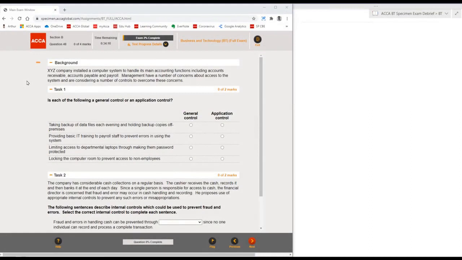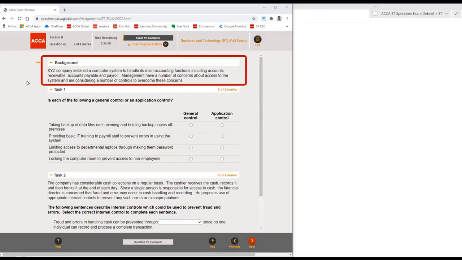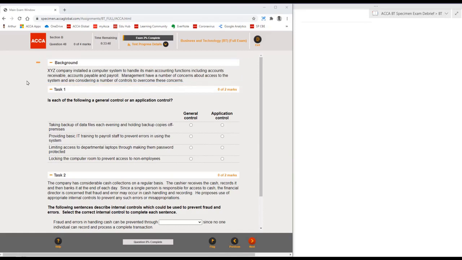This is question 48, worth 4 marks. We've got some background information. XYZ company installed a computer system to handle its main accounting functions, including accounts receivable, accounts payable, and payroll. Management have a number of concerns about access to the system and are considering a number of controls to overcome these concerns. So the question is around internal controls in a computer environment. Let's look at the first task.